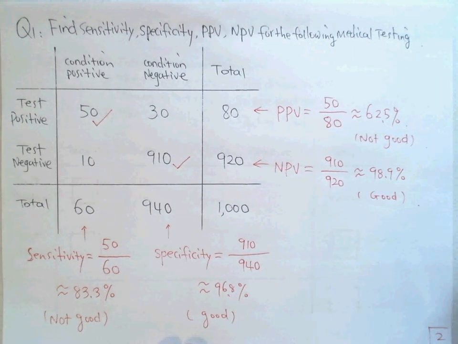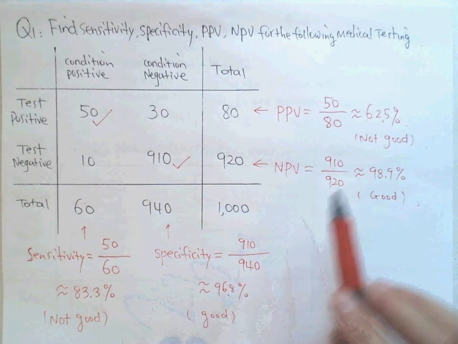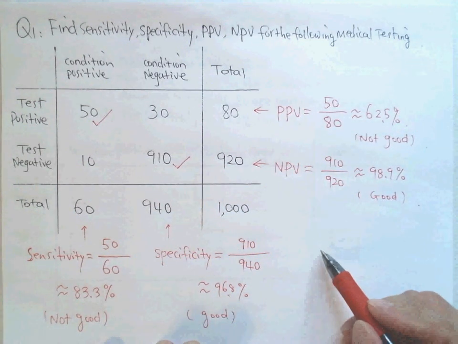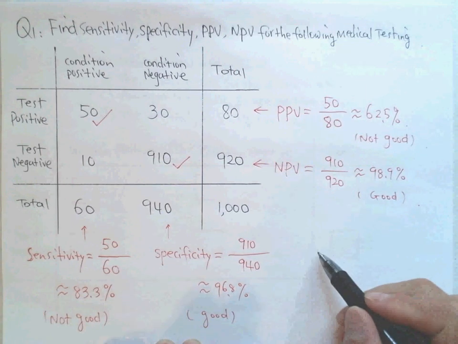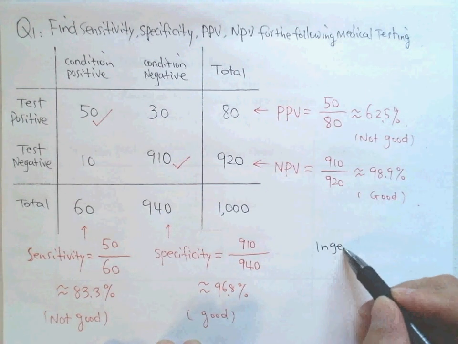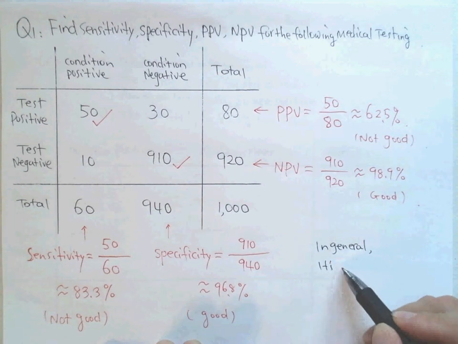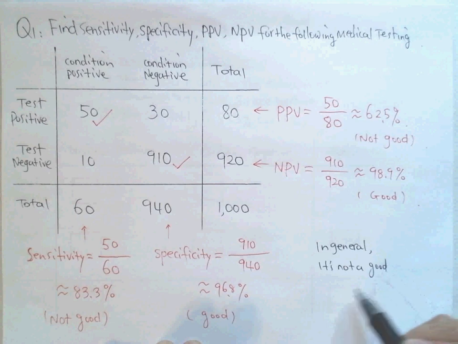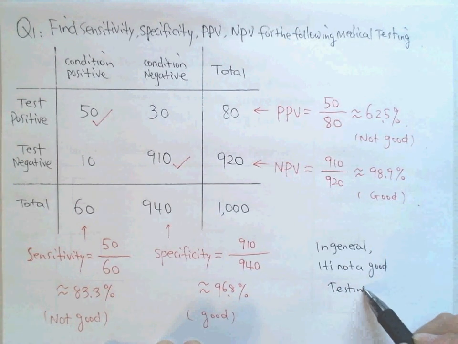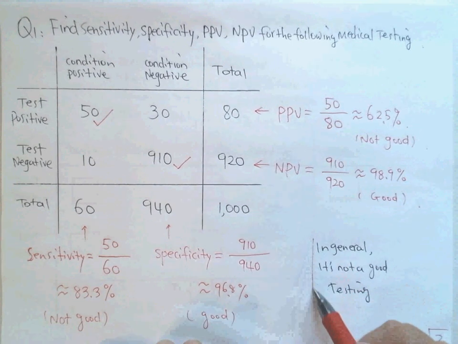Okay. However, when we're going to tell how good the testing is, we should base it on 1, 2, 3, 4. See, this is not good. This is not good. So in general, we say for this test results, it is not a good test, right? This time is not a good testing or medical testing.